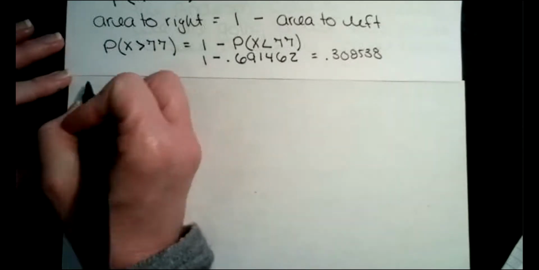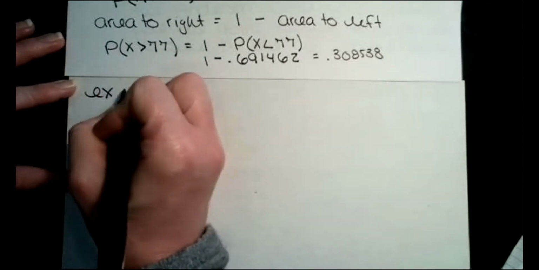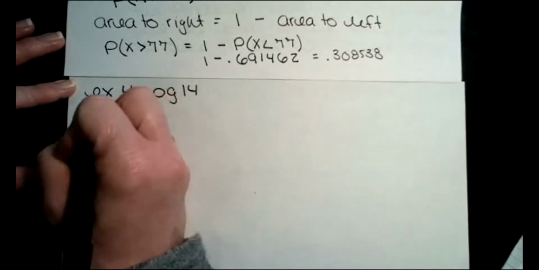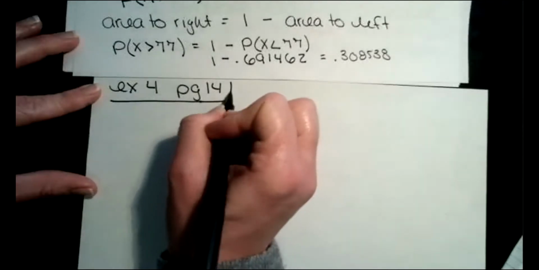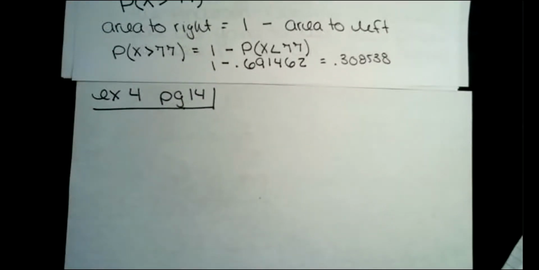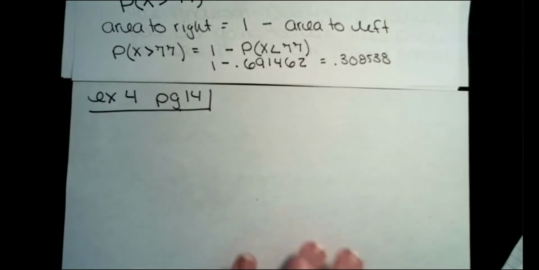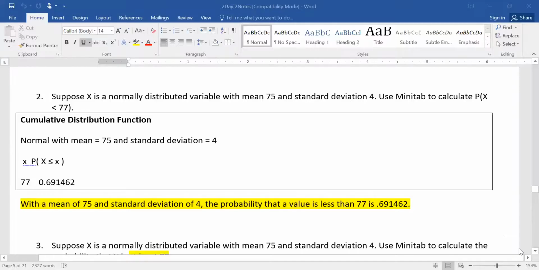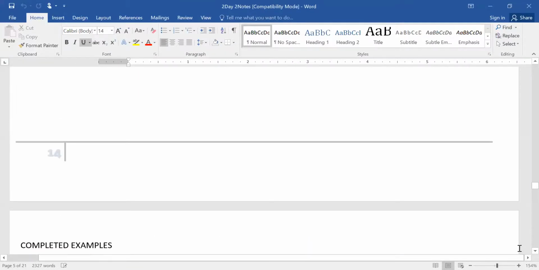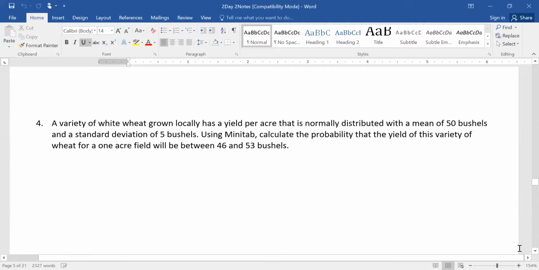Okay. So let's take a look at an example where we're calculating in between. So here I want to take a look at example number 4, which is on page 14. Okay. So I'm going to pull up the typed notes so we can view this example. So I'm not writing it all down since it's already right in front of us. So I'm going to share these notes. So example 4 on page 14, right here.